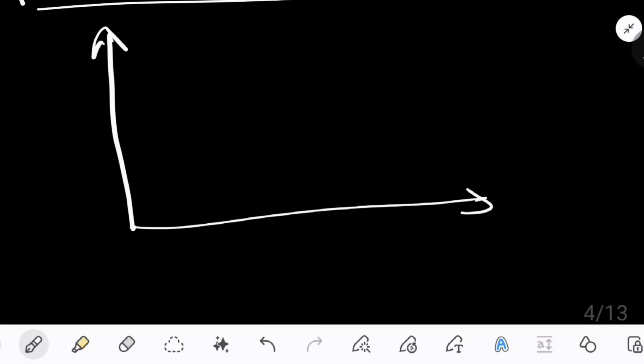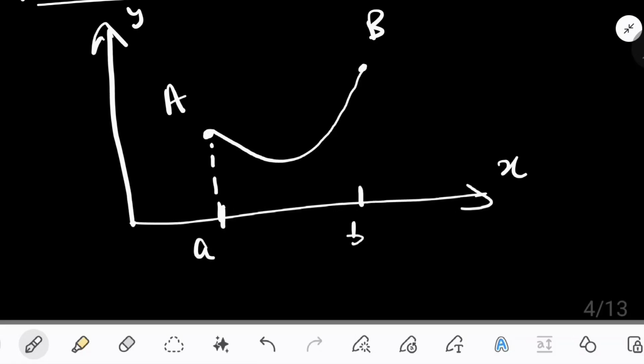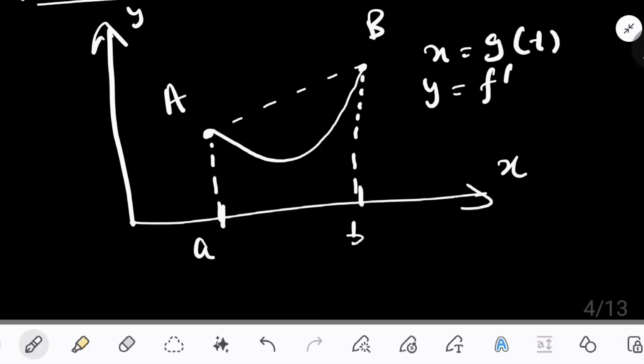Graphically it will be like this, right? This is x, this is your y. So just see, this is your a and this is your b, right? Suppose this is the function. You are joining these two points, right? So what is this? Well, you are using x is equal to g(t) and y is equal to f(t), right? Why? You will see it later. And t belongs to closed [a, b], right?